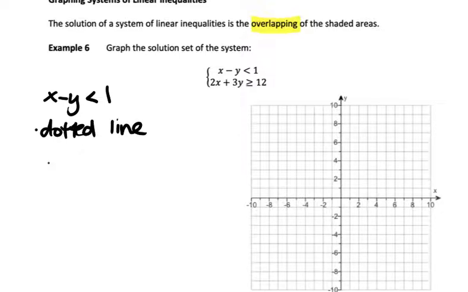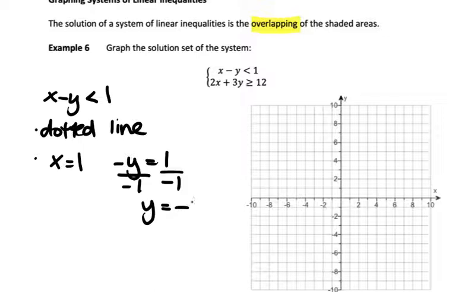And then I'm going to use the cover-up method to find the points. So if we have x minus y equals 1, we're going to have x equals 1. And we're going to have negative y equals 1. And dividing by negative 1 gives me y equals negative 1. So those are going to be my 2 points. X equals 1, I mark on the x-axis. Y equals negative 1, mark on the y-axis. And then I'm going to draw a dotted line through those 2 points.